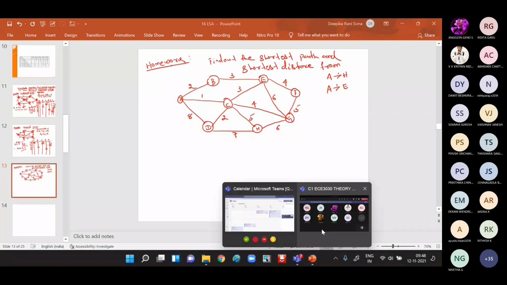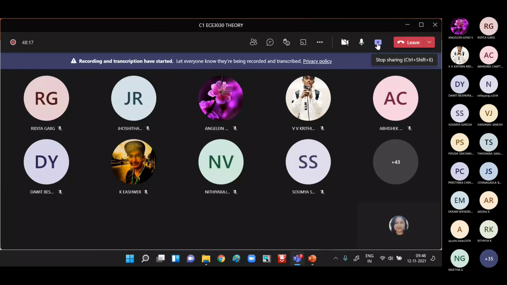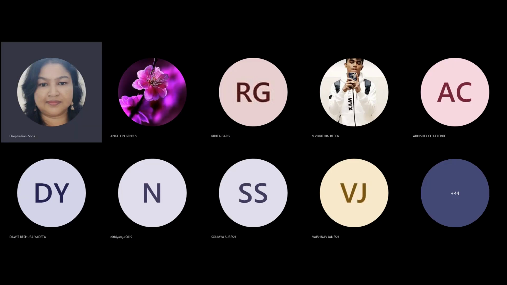Yeah, any doubt regarding this? No. Okay, guys. So practice this example. You may get this type of problem.